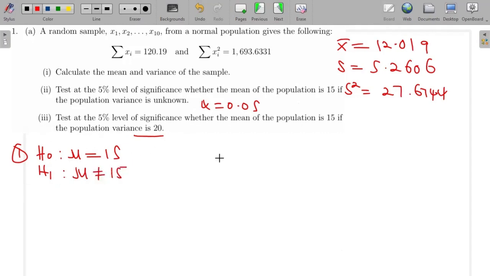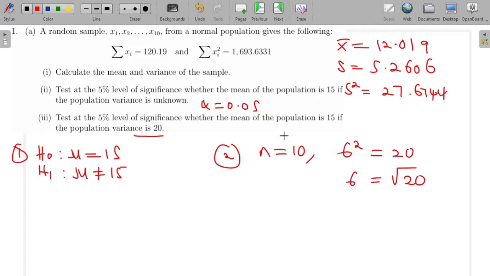Okay, and then now we come up with the test statistic. So here, the sample size is still 10, but the population variance is known as 20. So from here we can find the population standard deviation, which will just be the root of 20. It doesn't matter what size of the sample you have, as long as the population variance is known, then we can use the Z statistic. So here, the statistic that we're going to use is the Z statistic.